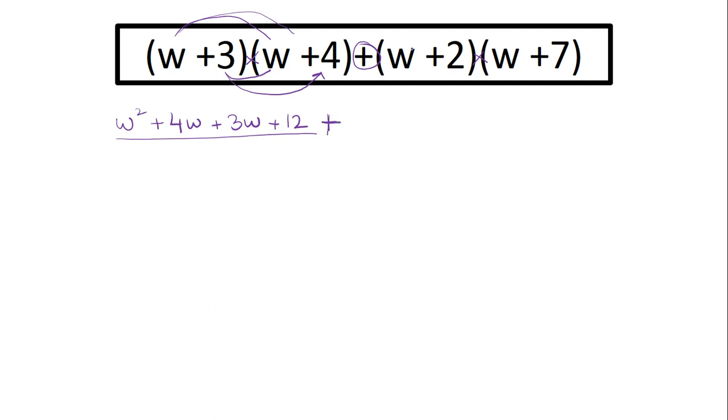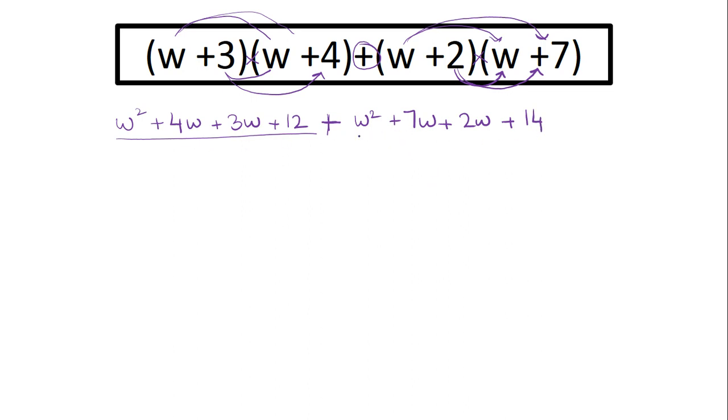Do not forget. Now the second part is, again, w times w, which is w squared. Then w times 7, which is 7w. Then we have 2 times w, which is 2w. And then 2 times 7, which is 14. 2 times 7 gives me 14. Now this is a huge part of the equation.